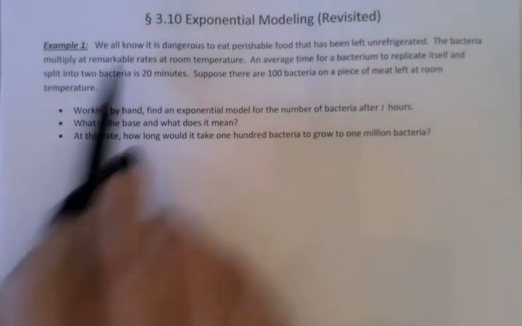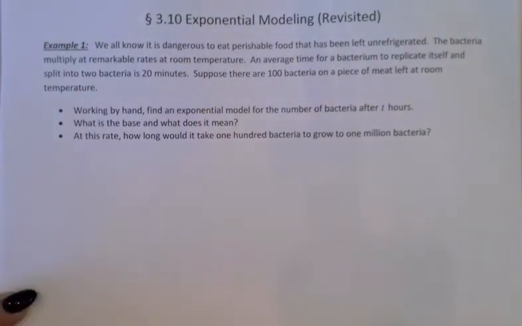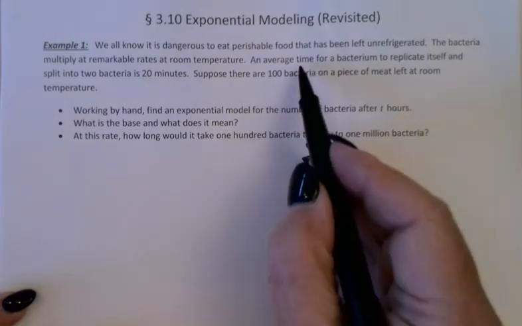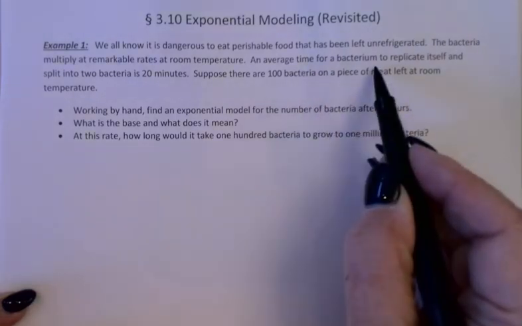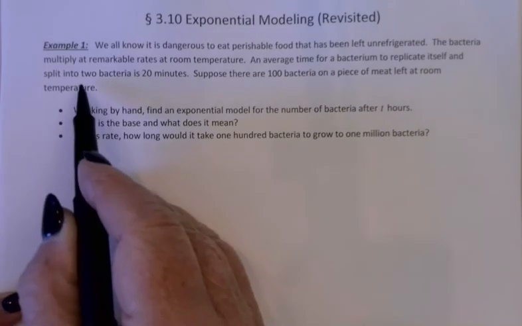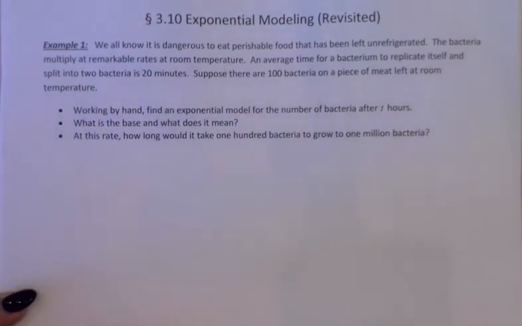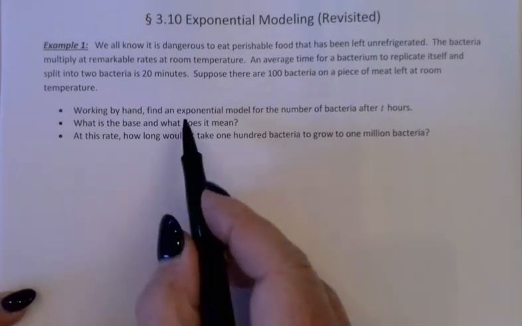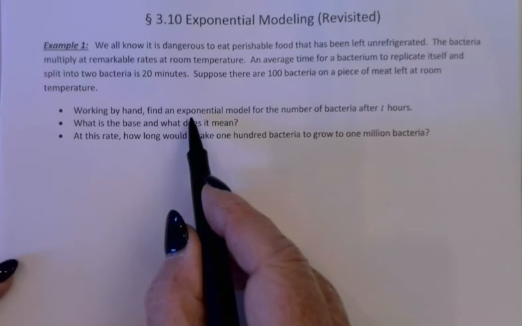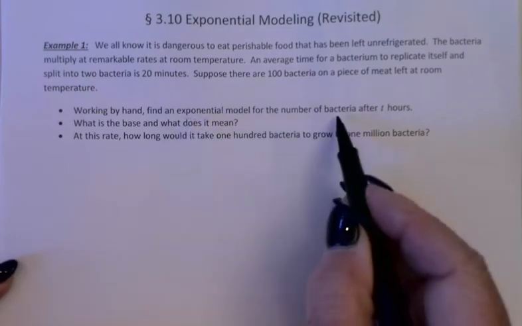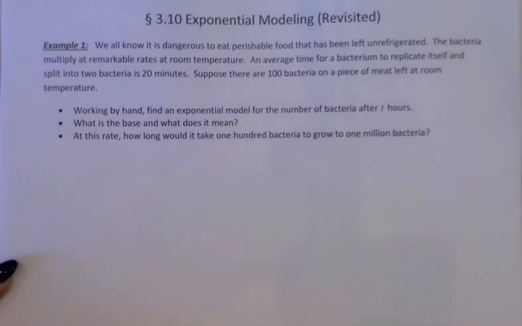So, we're going to take a look at this problem. We all know it's dangerous to eat perishable food that's been left unrefrigerated. Bacteria multiply extremely quickly at room temperature. In fact, the average time for a bacterium to replicate itself and split into two is 20 minutes. Suppose there are 100 bacteria on a piece of meat left at room temperature. Working by hand, I would like to find an exponential model for the number of bacteria after t hours.